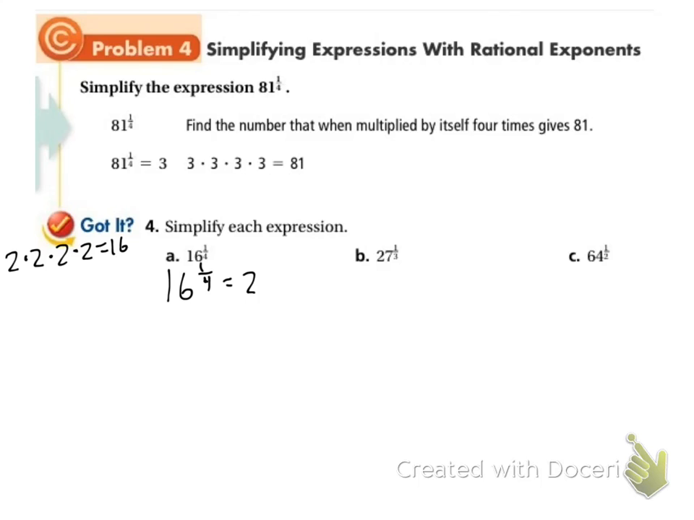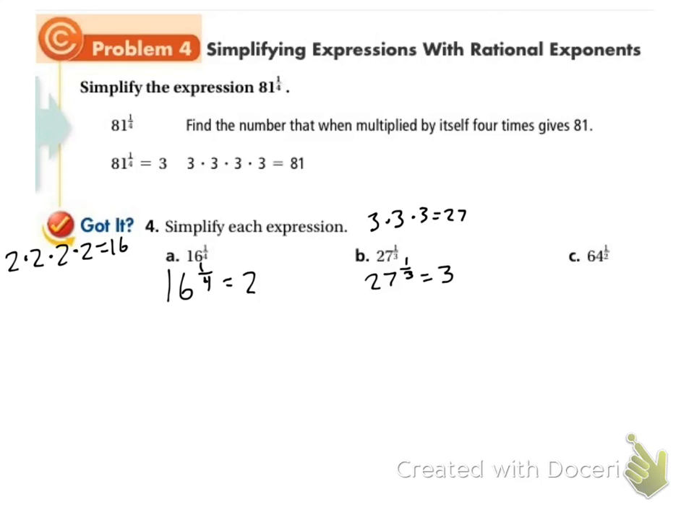Let's try another one with the way that the book does it. So we've got 27 to the 1/3. So what number can I multiply 3 times to get to be 27? Well, 3 times 3 times 3 equals 27. So the answer to this would be 3.